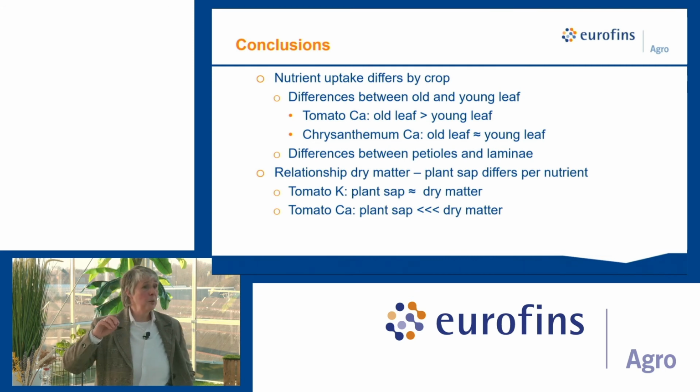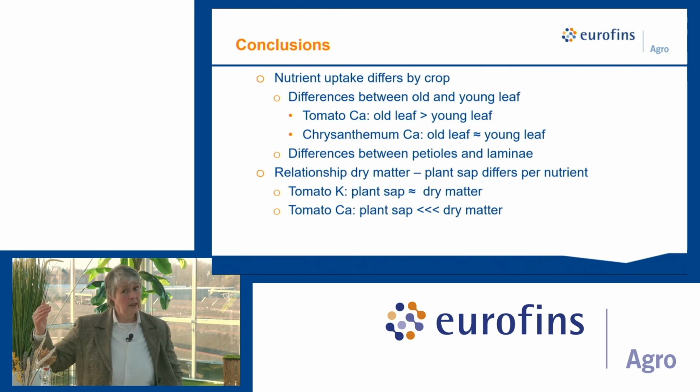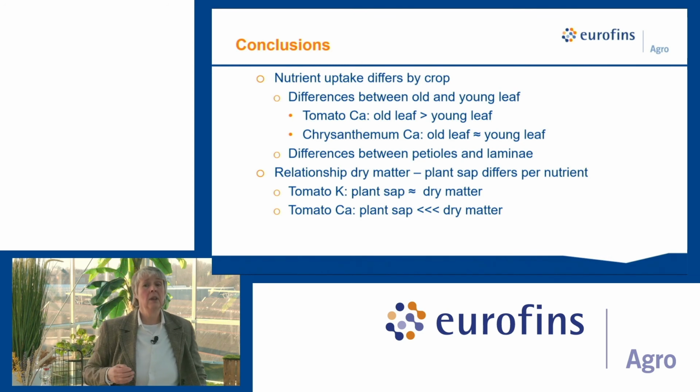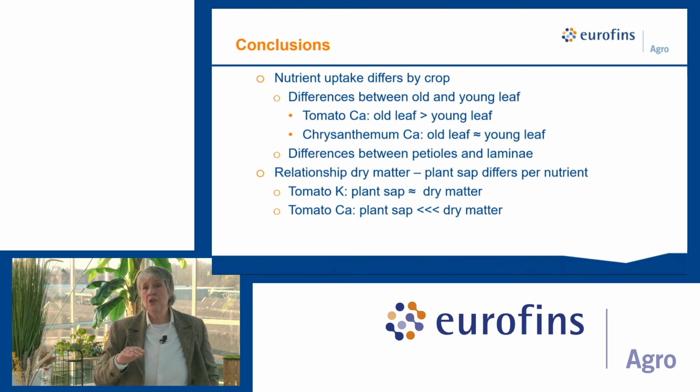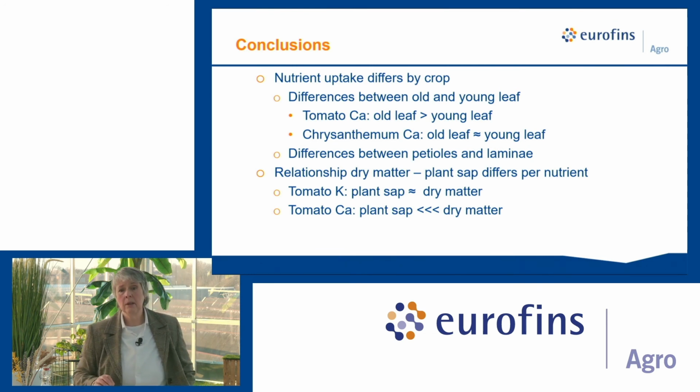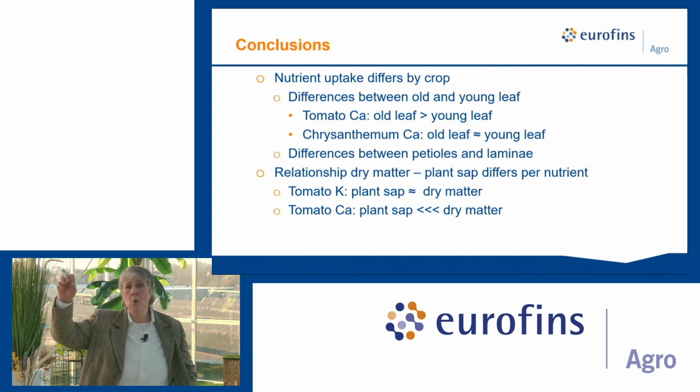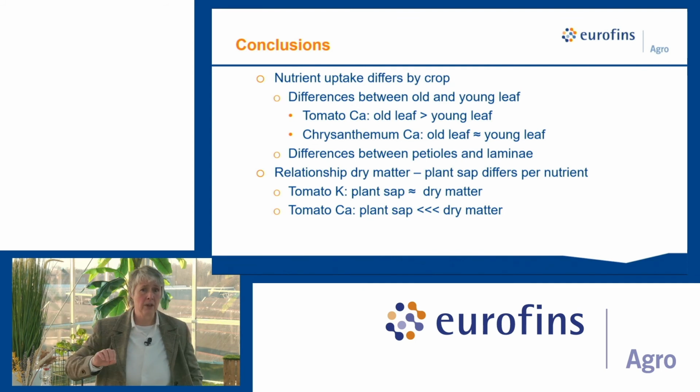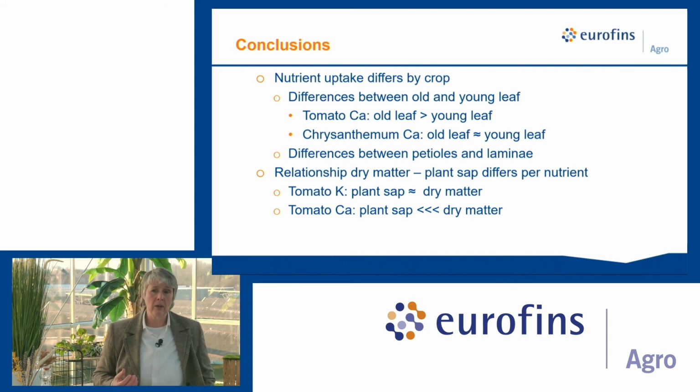There's also a difference between petioles and laminae. The potassium was a lot higher in the petioles for the tomato than the laminae, and the calcium was the other way around. And also, if you look at the relationships between dry matter and plant sap, you see differences. For tomato, you can say that the plant sap is almost similar to the dry matter, which means that the potassium is hardly built in, but is always mobile in the plant. It can be moved from top to bottom and from bottom to top. It's not built in. While the calcium, the plant sap is a lot less than the dry matter content.